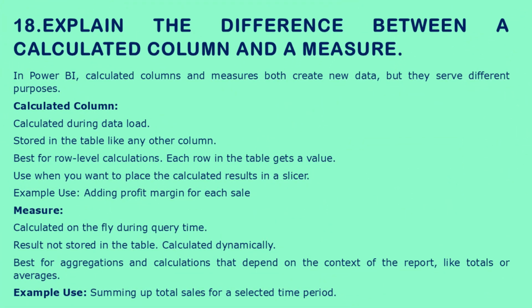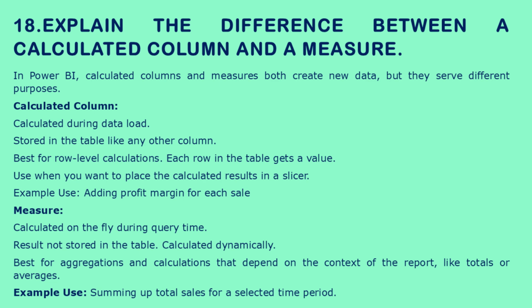Explain the difference between a calculated column and a measure. In Power BI, calculated columns and measures both create new data, but they serve different purposes. Calculated column: calculated during data load and stored in the table like any other column. Best for row-level calculations, where each row in the table gets a value. Use it when you want to place the calculated results in a slicer. Example use: adding profit margin for each sale.